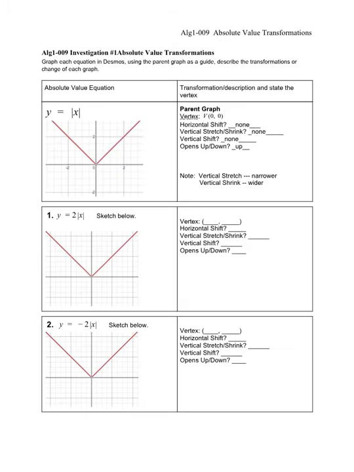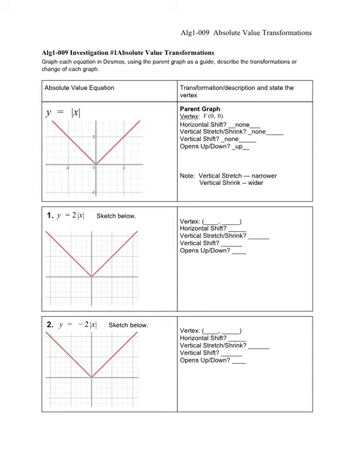Let's move to the second page. I don't know what happened on the first page there. We'll talk about absolute value and vertical and horizontal shifts, and whether the coefficients are shrinking or stretching from the parent graph.